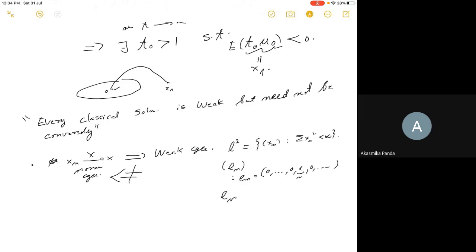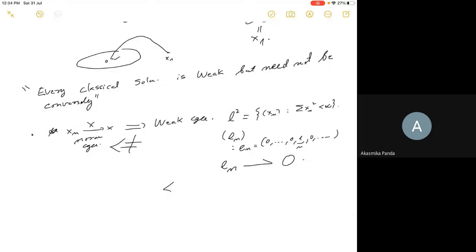This actually converges weakly to 0. Why? Because there is an inner product which can be defined on small L2. We all know that it's a Hilbert space. When you consider the inner product, by the Riesz representation theorem, every functional on a Hilbert space has an inner product representation. So when I say something weakly goes to x, it means to say that T xn goes to T x for every T in its dual space. This is the definition of weak convergence.